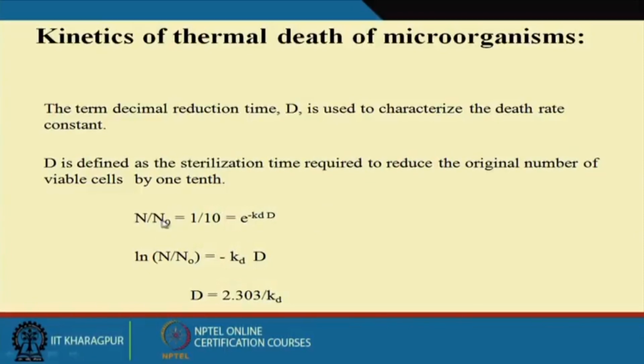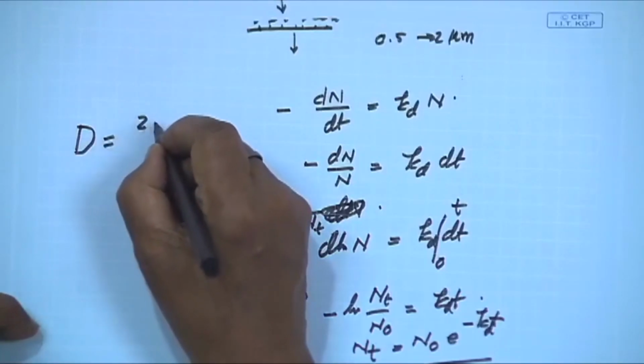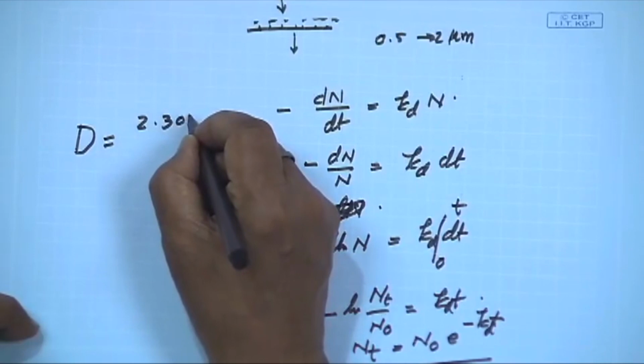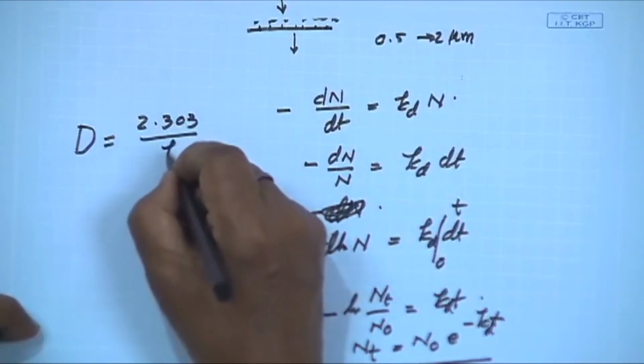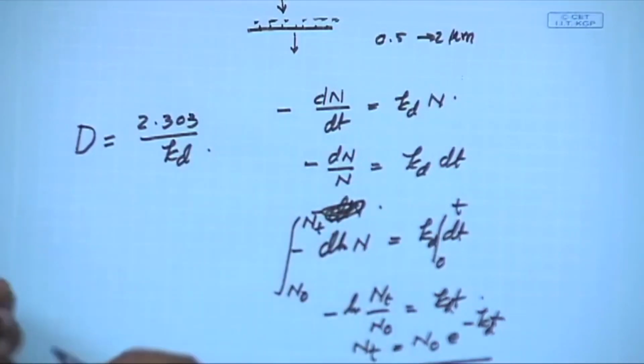Decimal reduction time means 90% removal of the initial microorganisms. So N by N0 will be 1 by 10, and if you write it out, we get D equal to 2.303 by kd. That means your decimal reduction time is inversely proportional to the thermal death rate constant. This is kd, inversely proportional.